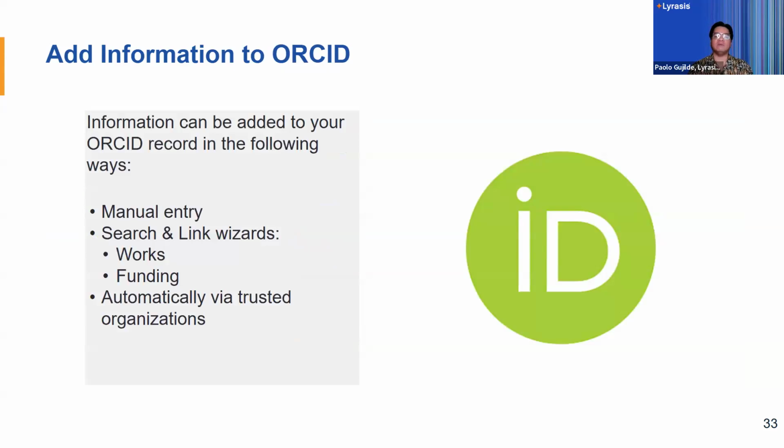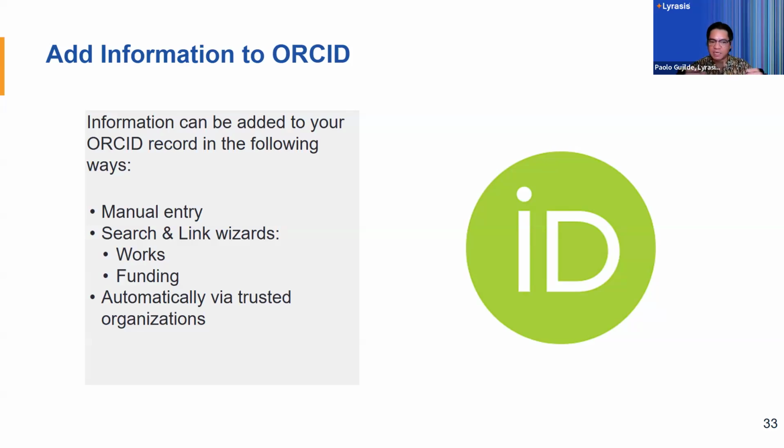All right, so on the next slide, we're going to talk a little bit about the different ways that you could add information to ORCID. And these are really a way to where it could be a manual entry. The other one is a search and link wizard that's available in ORCID, and that's available in the works and the funding section. And the third one is automatically via trusted organizations.